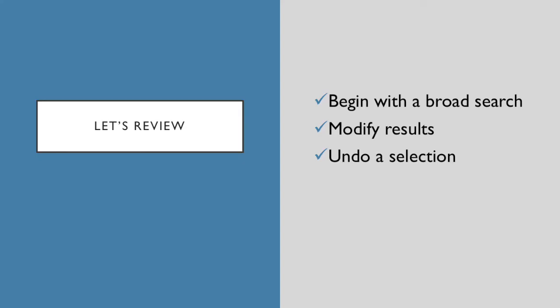First, you begin with a broad search, so it's okay if you don't know exactly what you're looking for. Next, you use facets to modify the results by browsing and choosing from group categories in any order. And since you can undo any choice you make without starting over, you don't have to worry about making a mistake.